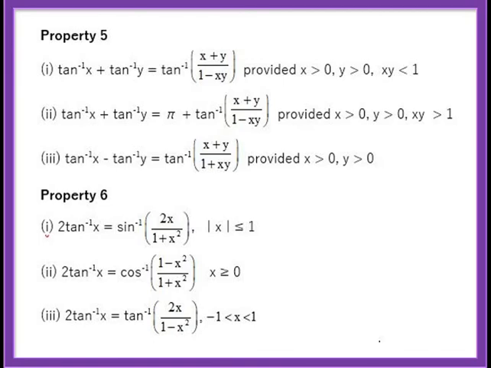What is sin 2 theta in terms of tan? Sin 2 theta is 2 tan theta upon 1 plus tan square theta. What is cos 2 theta? 1 minus tan square theta upon 1 plus tan square theta. Tan 2 theta is 2 tan theta upon 1 minus tan square theta. But even if you do not remember this, no problem.